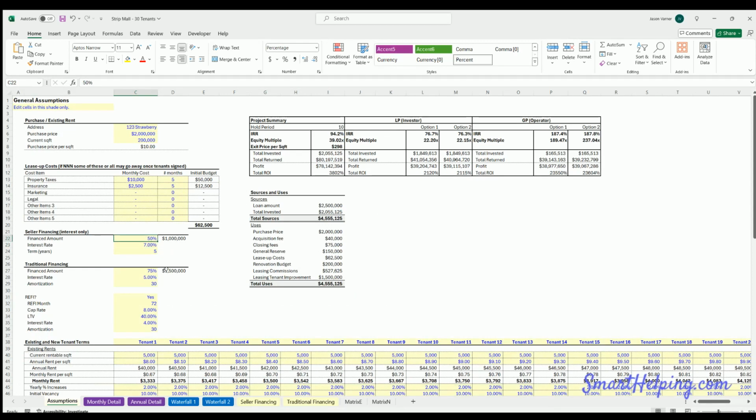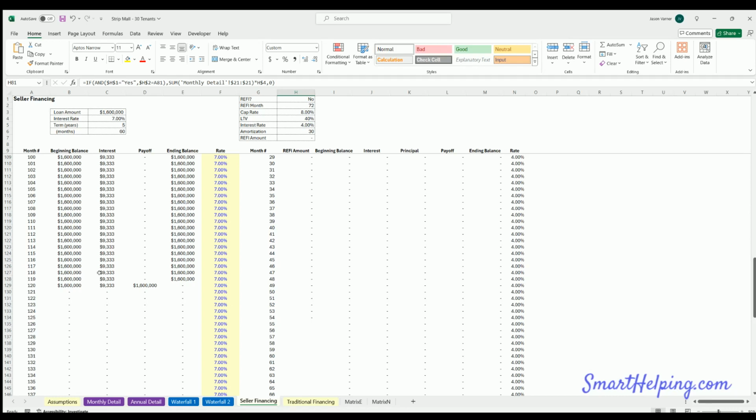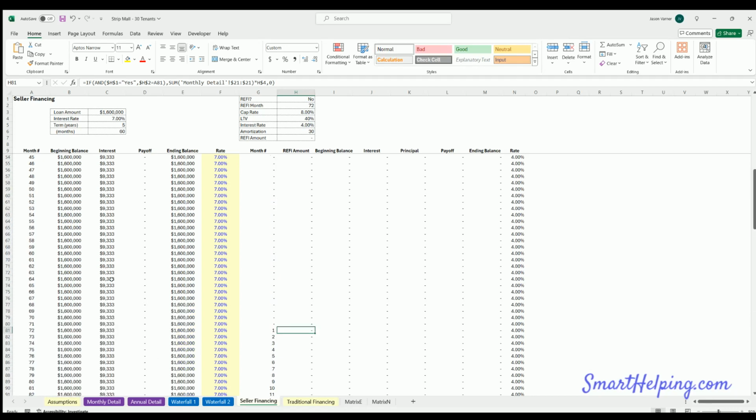Let's say we're going to do seller financing. So let's zero this out. Say we're going to do 80%. You can see all the returns are updating as I update this. Now, if you did not want to do refi, that's also fine. You could zero that out or hit no. In that case, there's no refi happening, and then you just pay off either the interest-only loan or the traditional loan on the exit month.